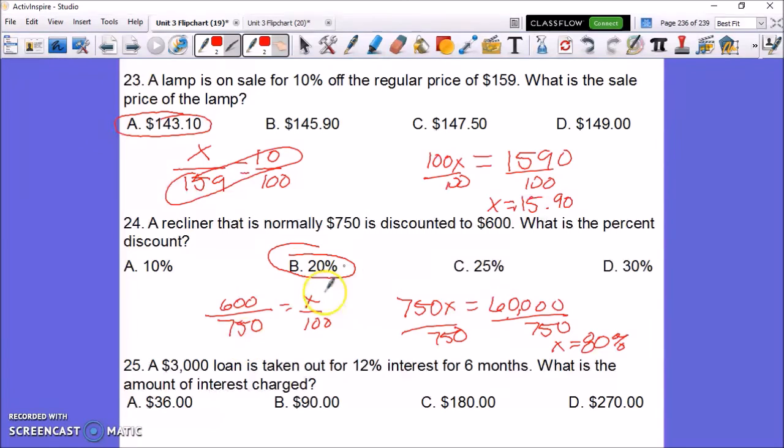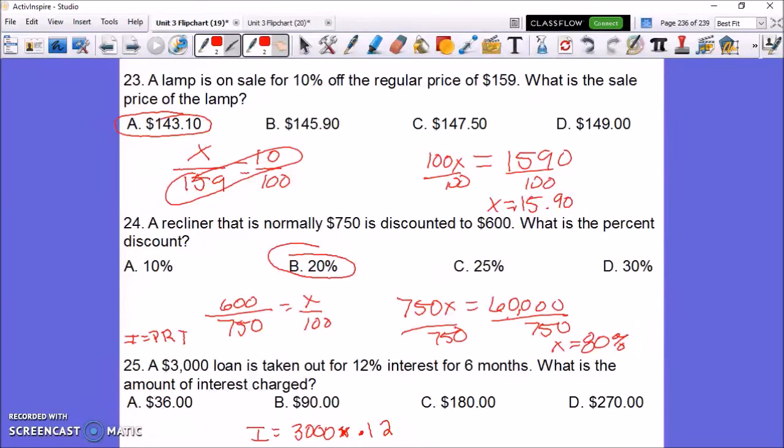All right, 25. A $3,000 loan is taken out for 12% interest for 6 months. What is the amount of interest charged? We know our formula is interest is equal to principal times rate times time in months. So we're looking for interest. So it's going to be 3,000 times 12%. So we have to convert that to a decimal. To go from percent to decimal, you divide by 100, which gives you 0.12.